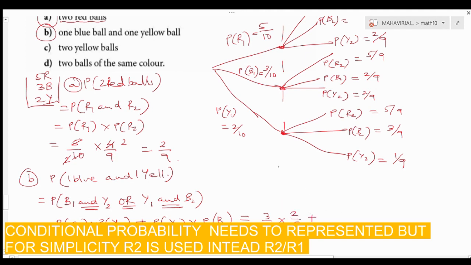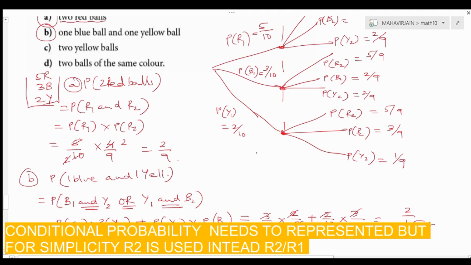The next comes Y1. Y1 is 2 by 10, and then B2, blue of that branch, is 3 by 9. So that's done. You can simplify the stuff: 3 3s, and 2 5s. Similarly, 2 5s and 3 3s, right? So this is 1 by 15 plus 1 by 15. That's 2 by 15. I hope that's clearly understood, right?